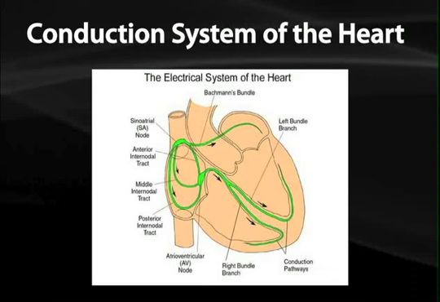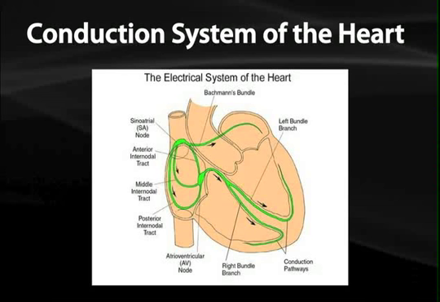Okay, so here is the electrical system of the heart, and you've got your SA node. It's located within the wall of the right atrium. It's considered the pacemaker of the heart. It generates the electrical impulses there, and they're carried to the AV node, which is located right between the atria and the ventricles.